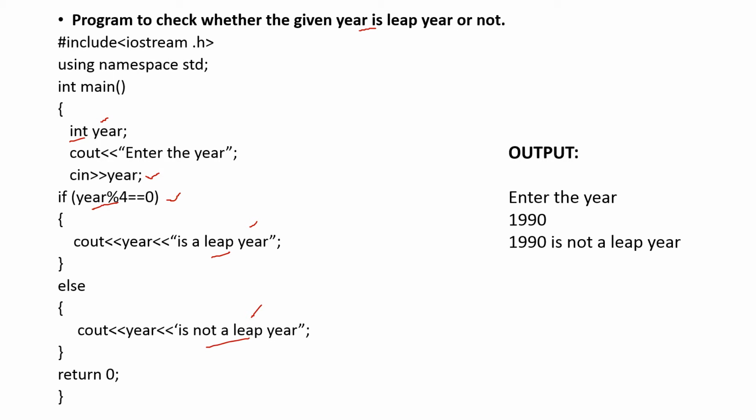Here is output. Enter the year 1990. So 1990 is not divisible by 4. Remainder is there. So it will display 1990 is not a leap year. So this is about leap year program. Okay.